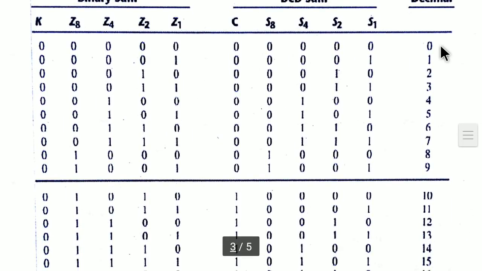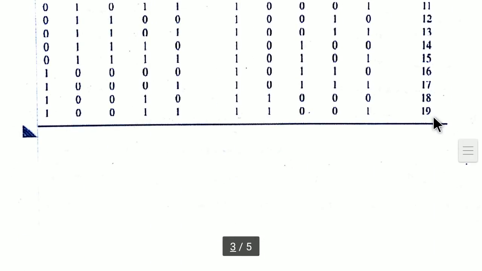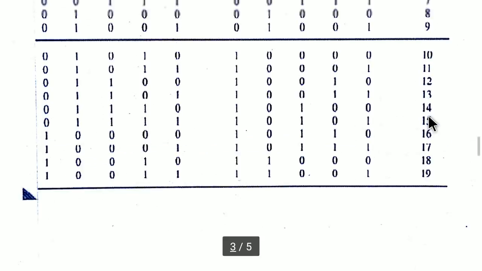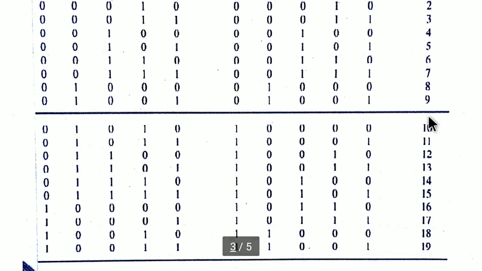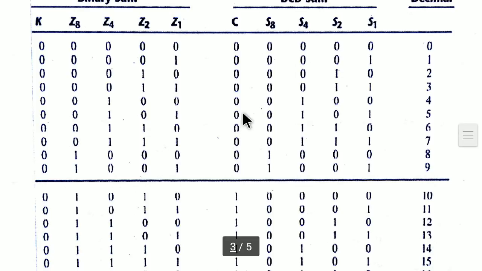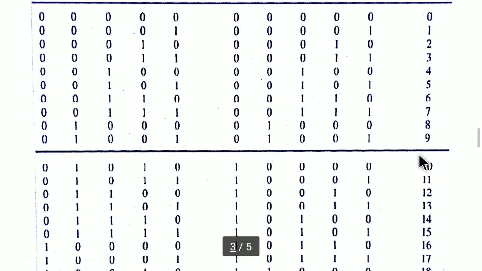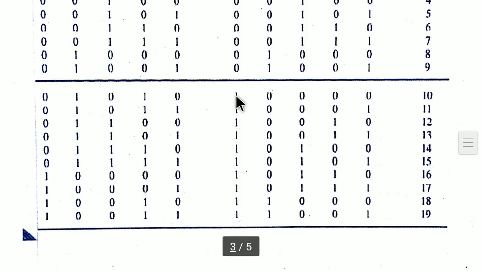Also please listen, I have drawn my decimal values from 0 to 19. The reason why I have not written values above 19 is that the maximum value my BCD adder can add is only up to 19. That is why I have restricted myself to 19. After 19, everything will be don't care. Right? So now look at this C value. This C value is 0 for 0 to 9. The same C value is 1 when it becomes 10 to 19.